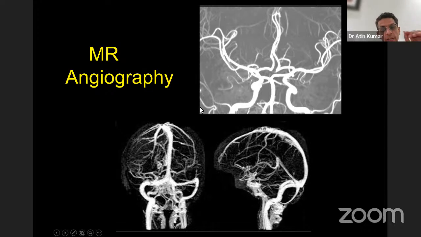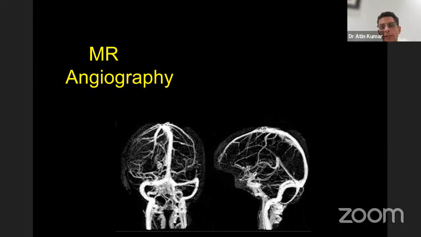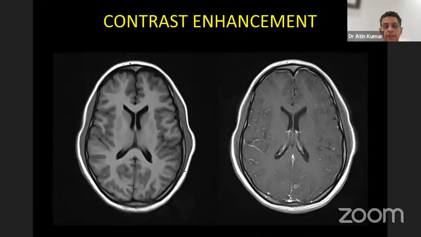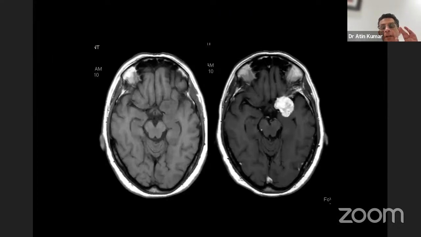MR arteriography and MR venography can be done without contrast. That is the advantage. You do not require to give contrast. You can get all these images. These are all images which have been done without giving contrast, right? On a CT scan, if you want to do a CT arteriogram or a CT venogram, you have to give contrast. There's no other way. That's the advantage.